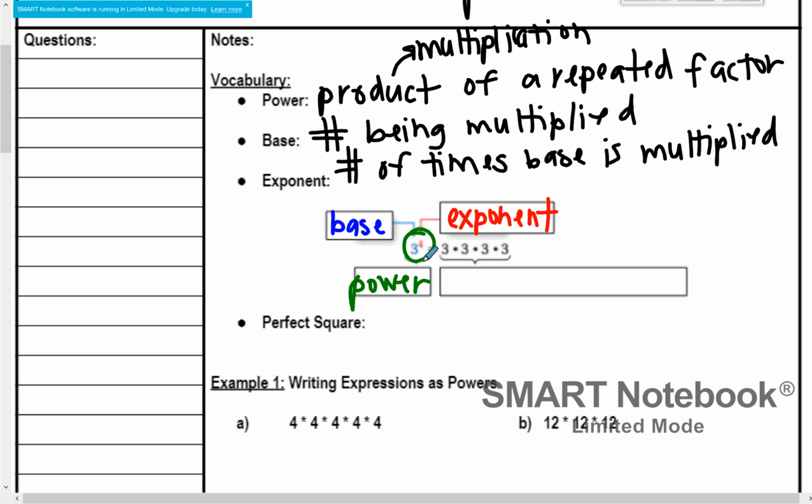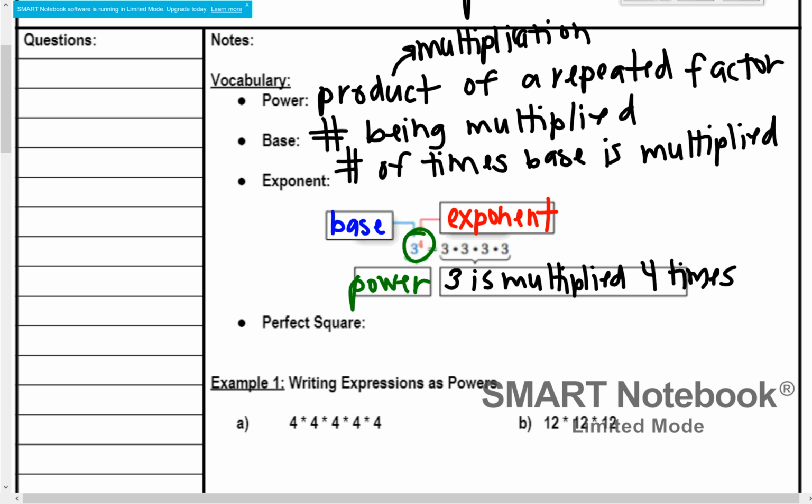And what it's showing right here is that 3 to the fourth means that 3, our base, is being multiplied 4 times by itself. So we see that 3 is multiplied 4 times, and that is what a power is. That's how we evaluate them.